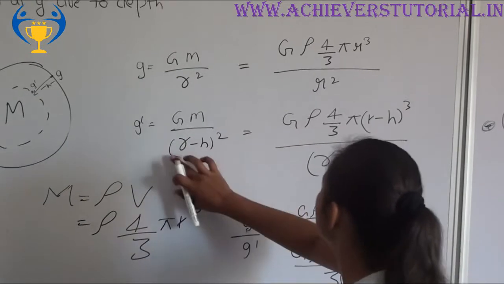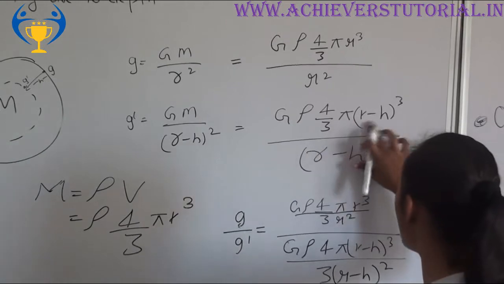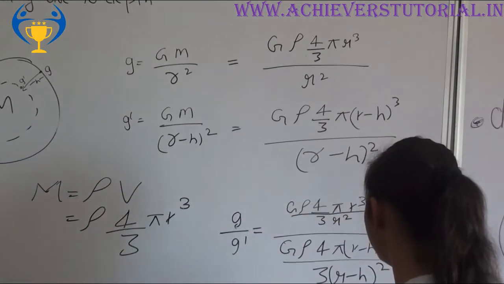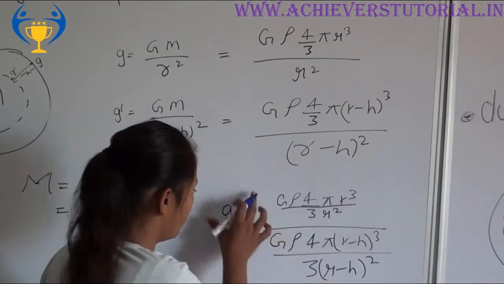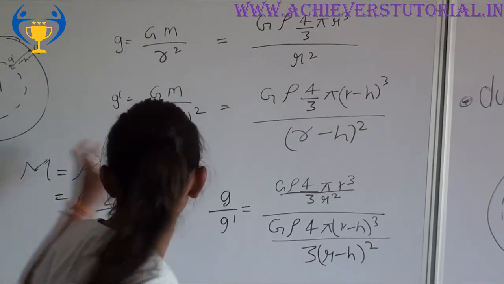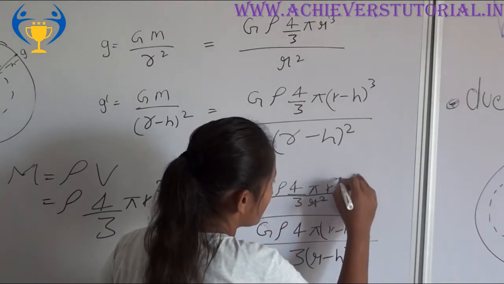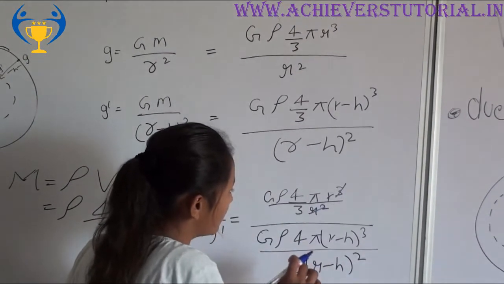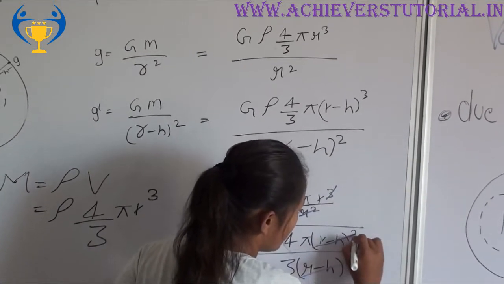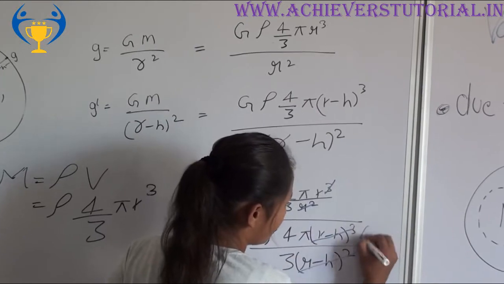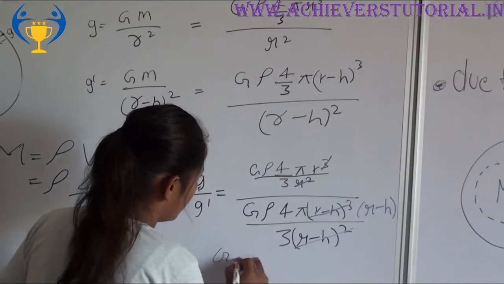And the value of g at some depth is G times density times 4/3 pi (r minus h) upon (r minus h) square. We will cancel out. In the surface value, r square will be cancelled with r cube, and only one r will be left. Here also, (r minus h) square with (r minus h) leaves only (r minus h). Next we will put this value.